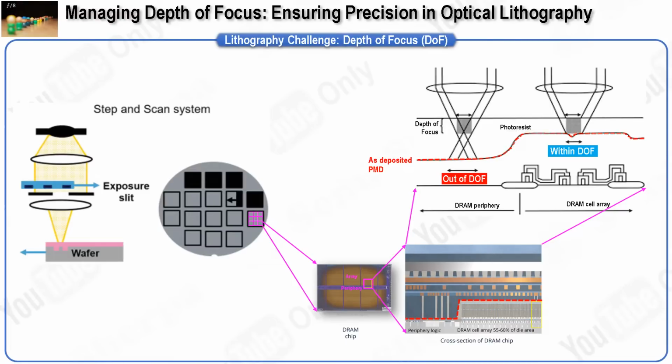Therefore, the device should be planarized before the optical lithography process. This planarization could be local or global. Local planarization refers to the surface flattening within the array or peripheral area, while global planarization means reducing the step height difference between the array and peripheral area.